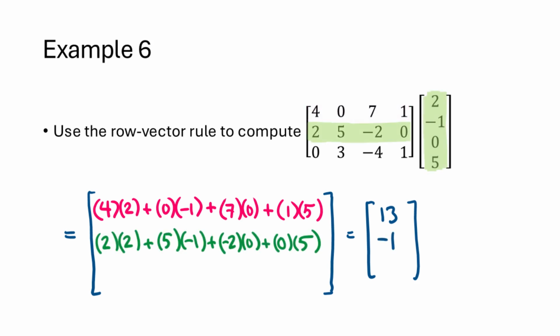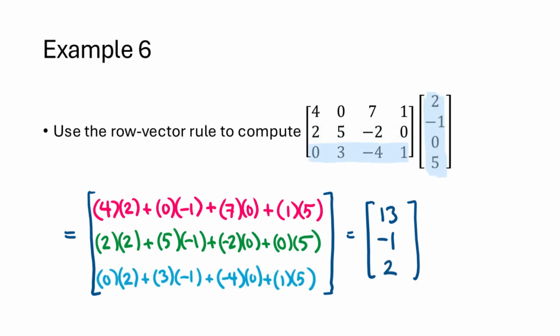Next, we go to the second row of our matrix, down the same entries of our vector, multiplying and adding, which gives us our second entry of the product being -1. And finally, we go across the third row of our matrix and down the entries of our vector, multiplying and adding to get the third entry being 2. And so we get the final result of 13, -1, 2. Again, this is the same result as if we rewrote this as a linear combination, but it's just a little bit faster, a little bit more efficient when you're doing it by hand.